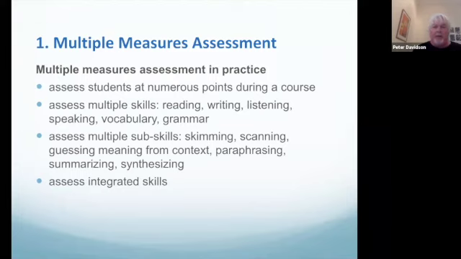Assessing paraphrasing and summarizing, and then moving to something more advanced, synthesizing. I mean, this is a skill that students need to have at university. Students read different sources, they listen to lectures, and they have to synthesize that information into a presentation or a writing. And the assessing of integrated skills, which I'll talk about later on.